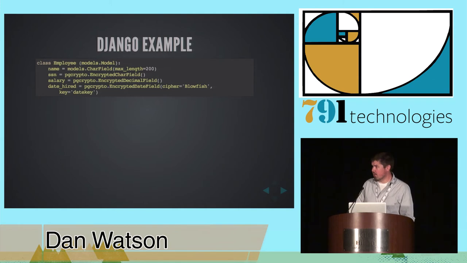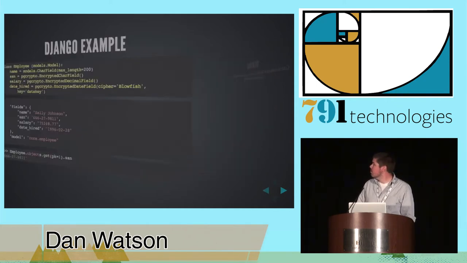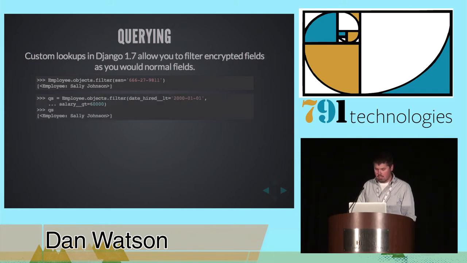So here's an example model with some example data, and you can see when you get back the model instance and try to access an encrypted field, it's decrypted kind of transparently. With Django 1.7, the custom lookups are awesome. If you haven't played with them, I highly recommend it. You can now query encrypted fields in the database as you would normal fields without having to pull them into Python first. So you can filter on social security number, or you can do date hired less than and salary is greater than, and you get back query sets.